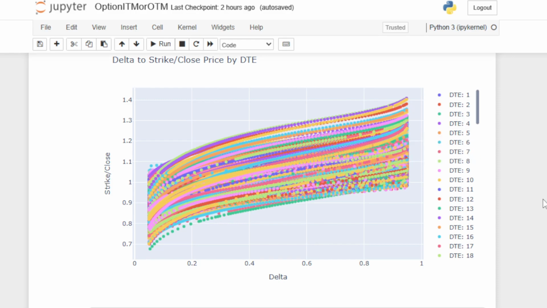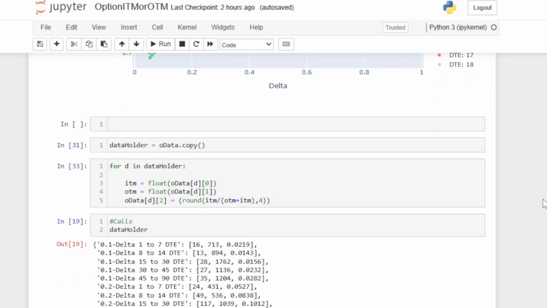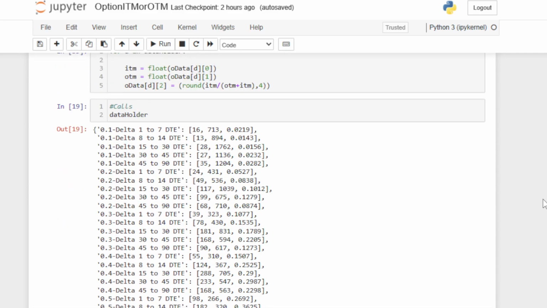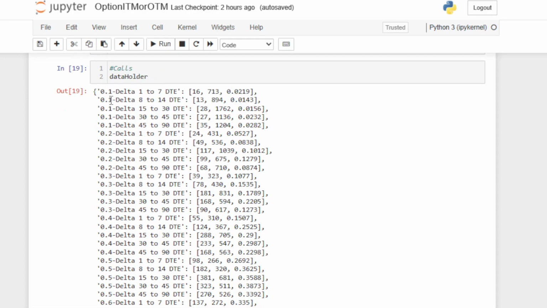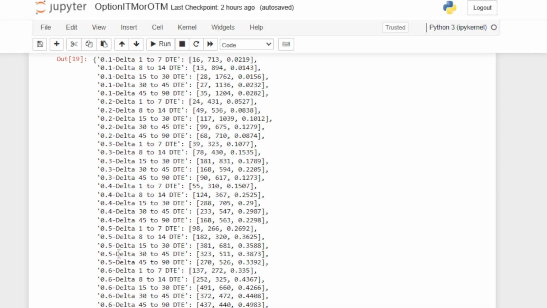So as we continue to scroll down, I went ahead and just pulled the numbers, since it's hard to look at it visually and count the dots with hundreds of thousands of them. First looking at calls here, I looked at deltas by 0.1. So we can see from 0.1 to 0.6, and we'll scroll down, I've got up to 0.9 below. And then I looked 0.02 on either side, so essentially this is 0.08 to 0.12. And then I looked at it within different days to expiration: 1 to 7, 8 to 14, 15 to 30, 30 to 45, 45 to 70.